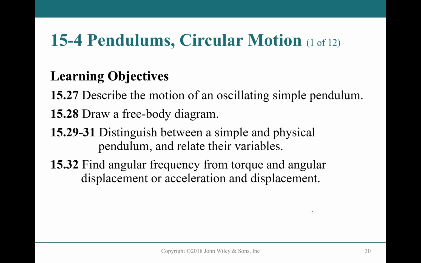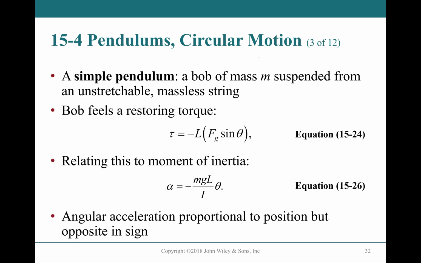And then we are going to talk about some very simple pendulums and circular motion. So take a look at this. A simple pendulum is a bob of mass m suspended from an unstretchable massless string. The bob feels a restoring torque. So we are going to have the torque equals negative FL sine theta. And relating to the moment of inertia, our angular acceleration equals mgL over I times theta.